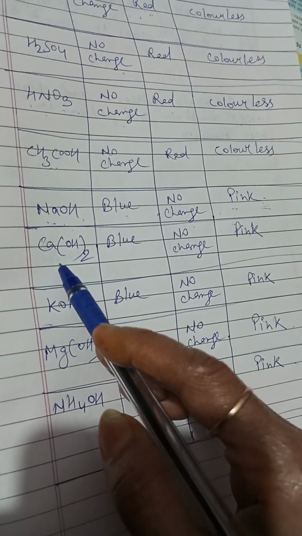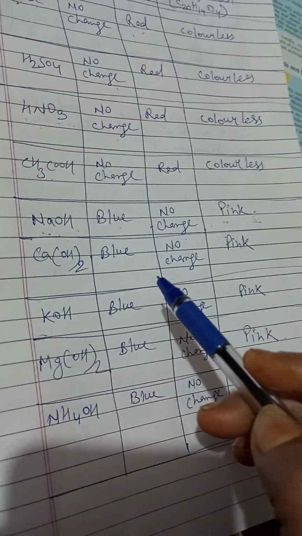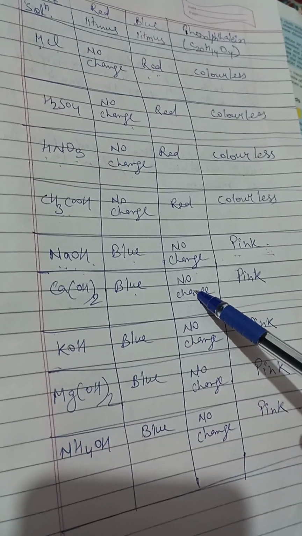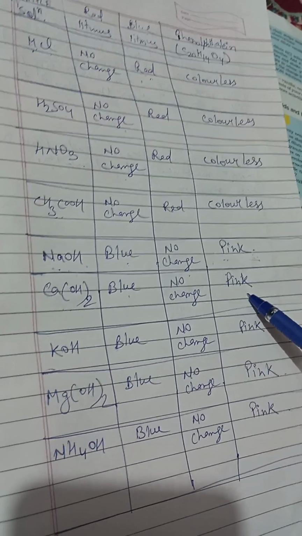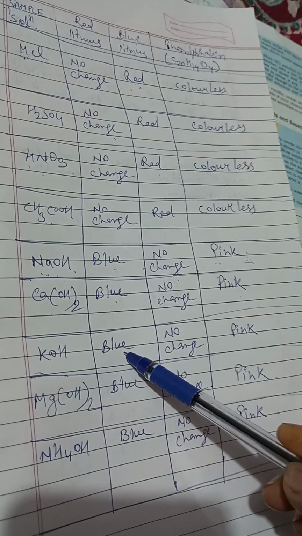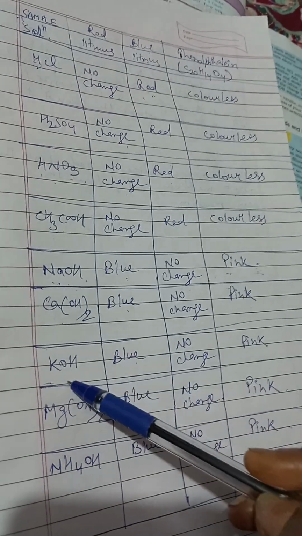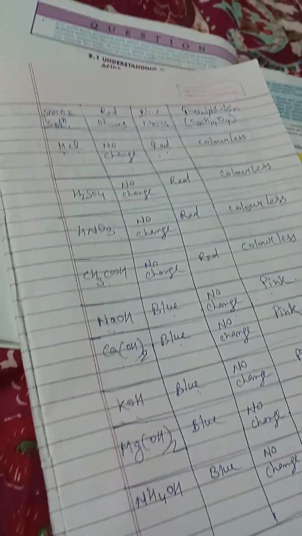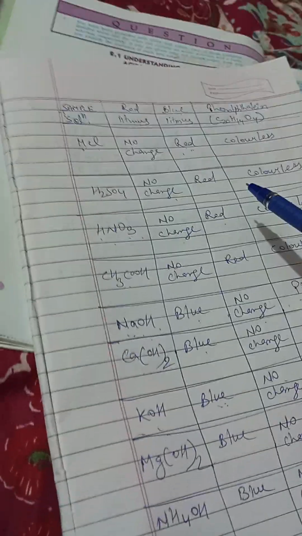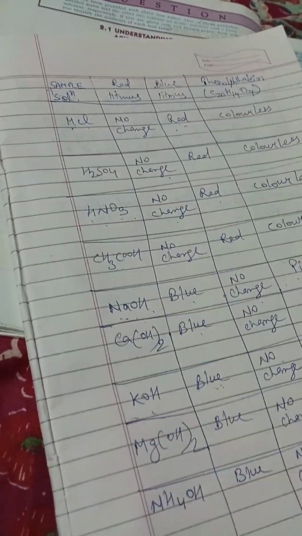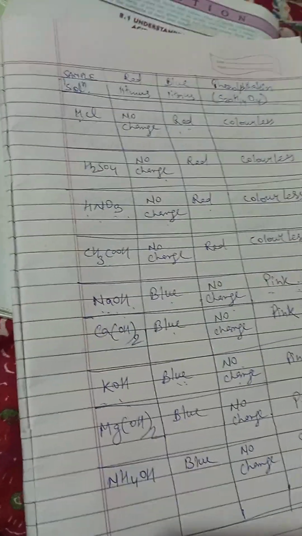Calcium hydroxide is also a basic solution. So it will change red litmus into blue, with blue litmus it has no change, and with phenolphthalein the color changes to pink. With KOH solution, red litmus turns blue as it is basic, and blue litmus has no change, either in litmus paper or in solution form. And phenolphthalein has pink color.